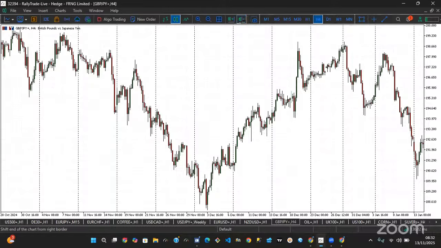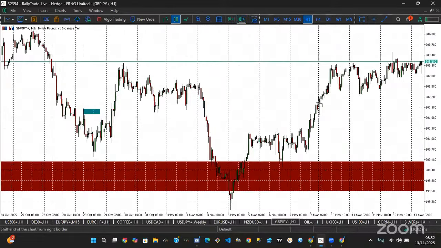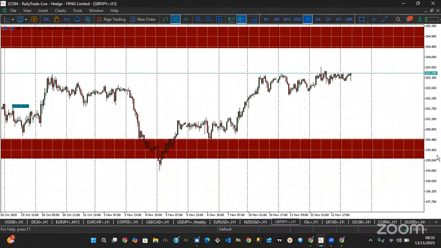Now, this is my 4 hours, and this is how it looks on my 1 hour. What it will help you to do is to know where you are currently, where you are on the chart, where you are in the scheme of things. As euro dollar, GBP USD, it helps you to know where exactly you are right now, so you are not lost.